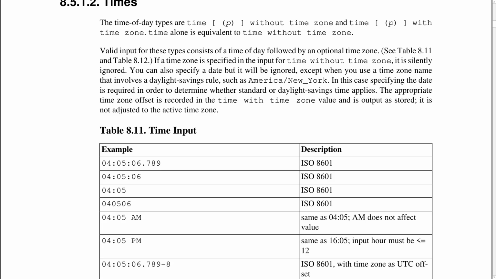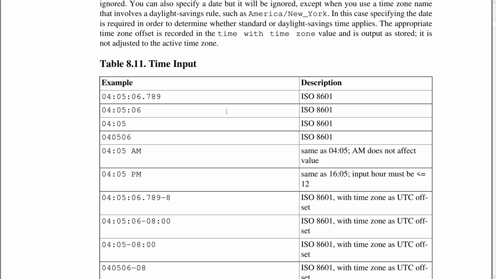You can also specify a date, but it will be ignored, except when you use a time zone name that involves a daylight savings rule, such as America/New_York. In this case, specifying the date is required in order to determine whether standard or daylight savings time applies. The appropriate time zone offset is recorded with the time zone value and is output as stored. It is not adjusted to the active time zone.